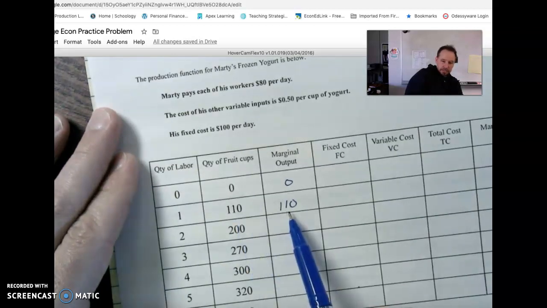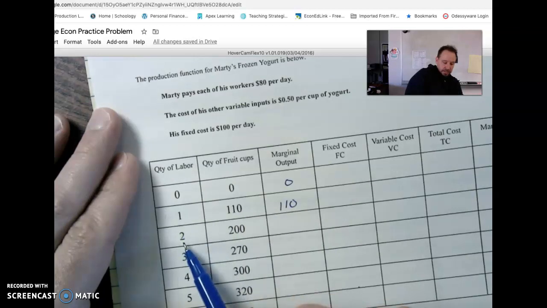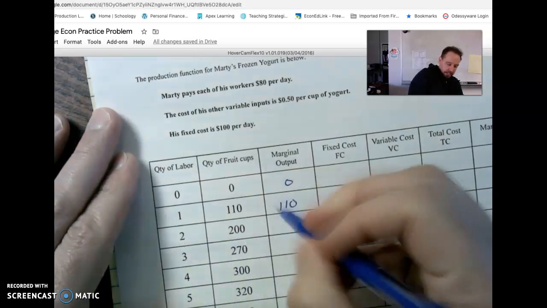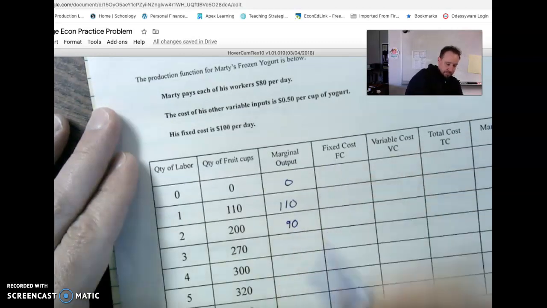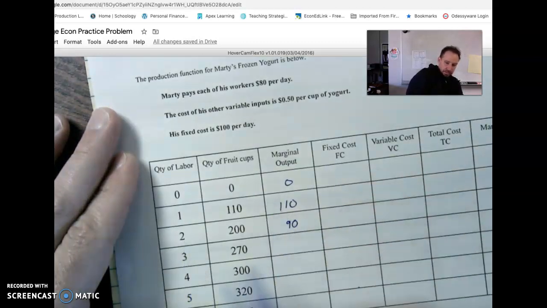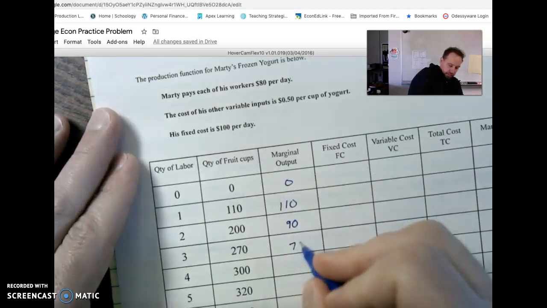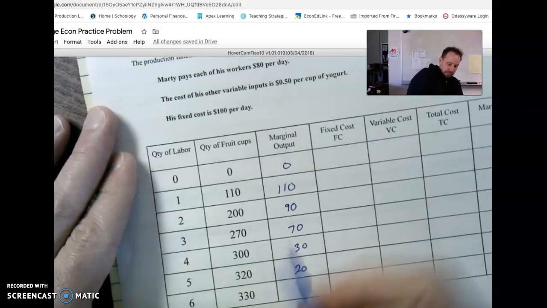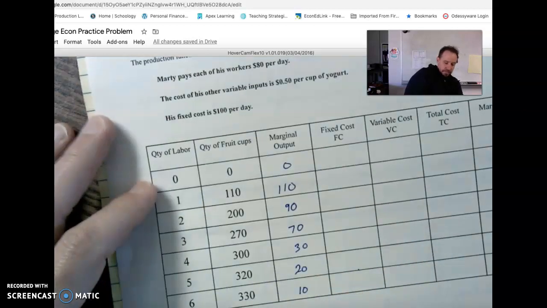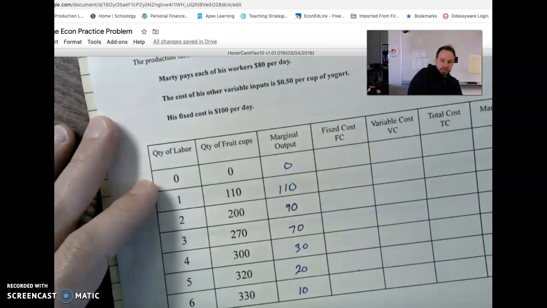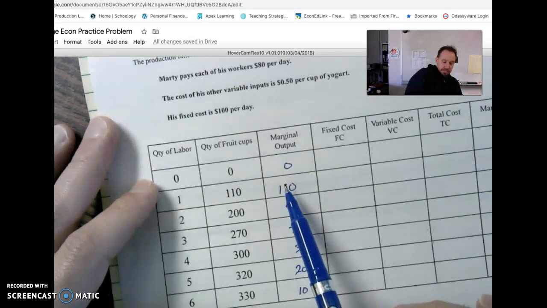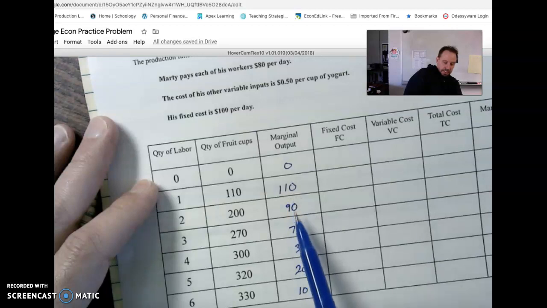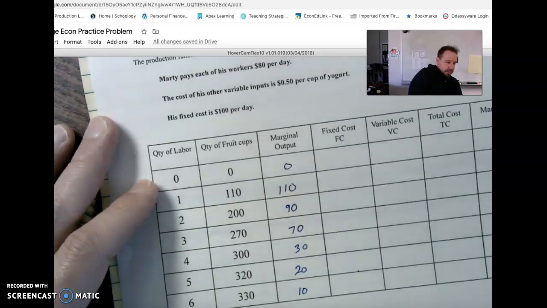That's our marginal output. Now we add that second unit of labor, and we can see that we added 90. Third unit of labor, see the difference between the two, 70, and on down the line. There's 30, 20, and 10. So in this example, we have no increasing marginal returns. We just have decreasing marginal returns the entire length. So you can kind of see how that would play out.